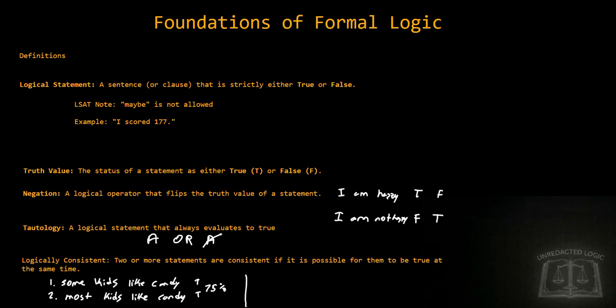Two statements would be logically inconsistent if they do contradict each other, if it would be impossible for them to both be true. So, for example, no kid likes candy would be incompatible with some kids like candy. Every once in a while, you'll notice a question stem in the LR section that uses the language logically consistent or logically inconsistent, so it's worth knowing this definition.